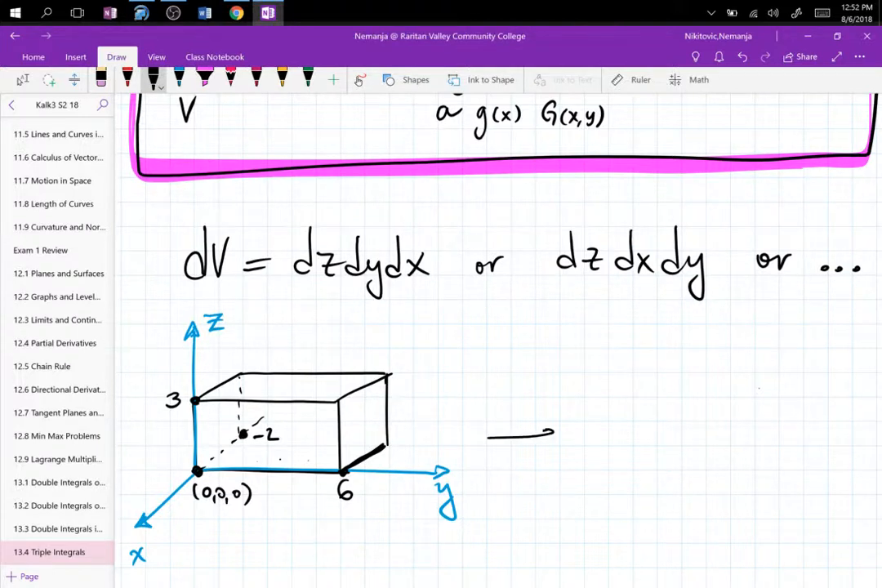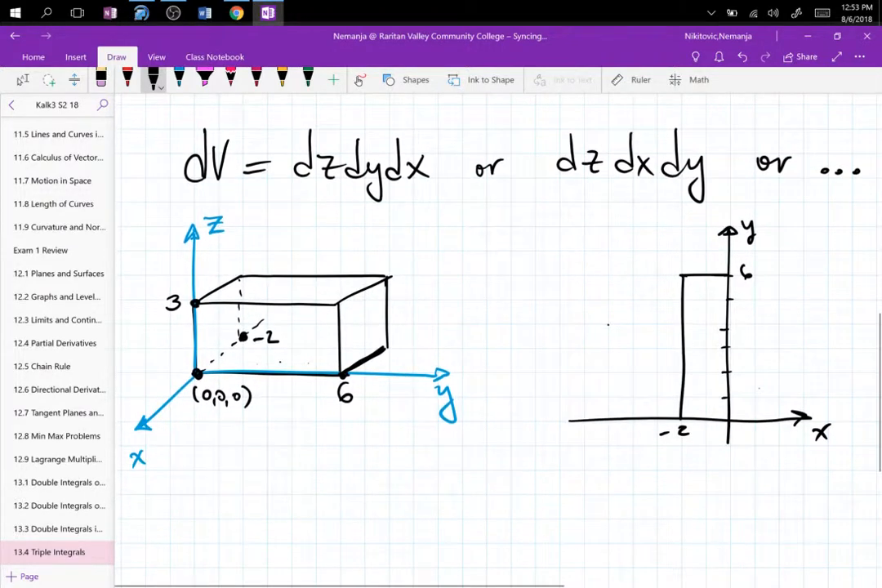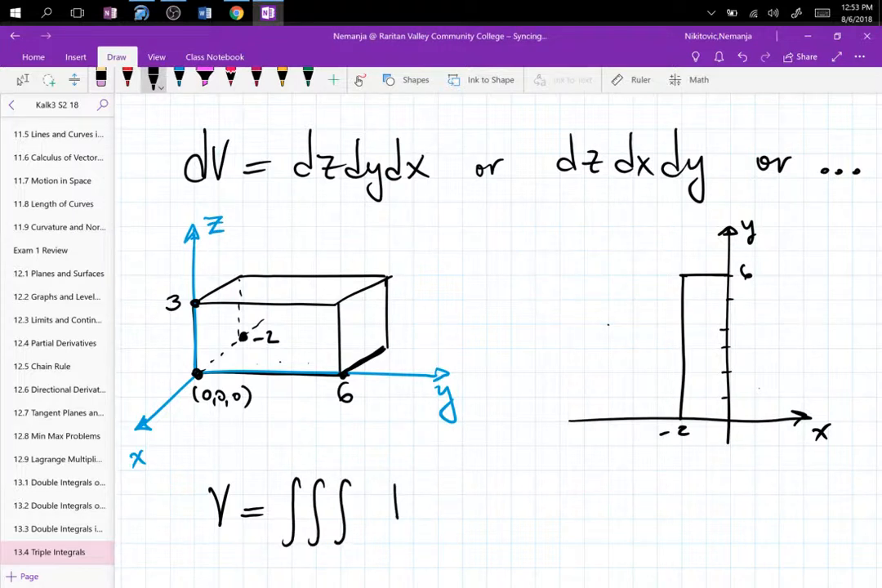The first thing that I'm going to do is draw the domain. Domain has 6 on Y, and then a -x. So we have 1, 2, 3, 4, 5, 6, and then -2. So -2 and 6, this is Y, this is X. As I am setting up the volume integral, I am not going to have any function. I'm going to say standard is z dy dx.